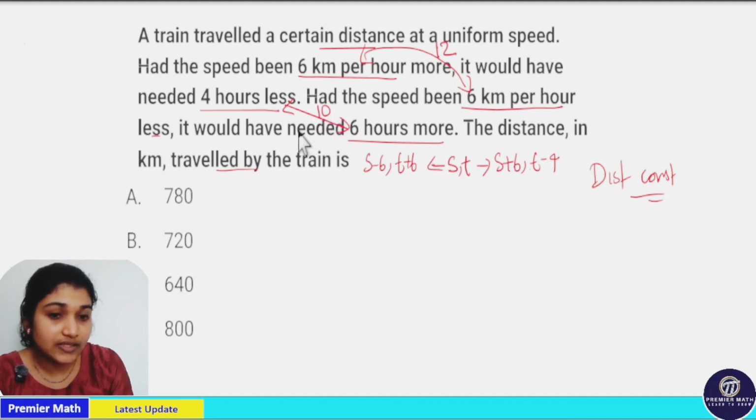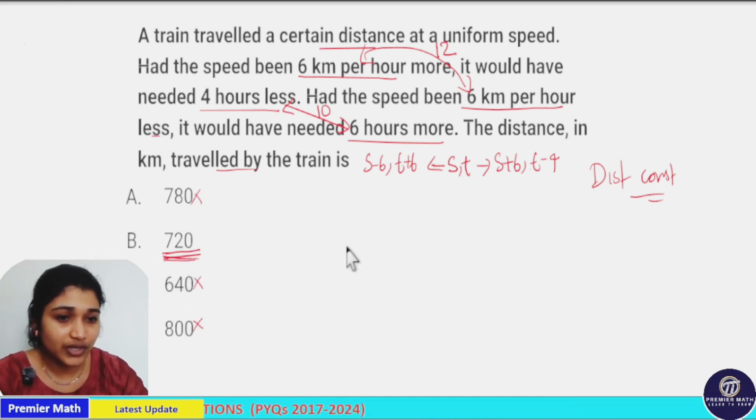So the answer should be a multiple of 120. In the options we only have 720 as a multiple of 120. So first check 720 using these conditions. You can see 780, 640 and 800 are not multiples of 120. So first check 720, and then you will get 720 as your answer.